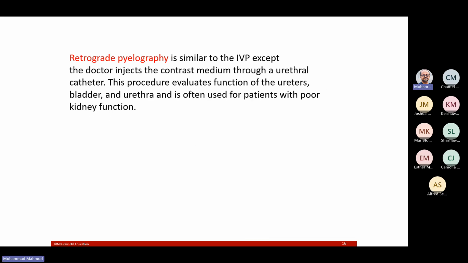Retrograde pyelography is similar to IVP, except that the doctor injects the contrast medium through the urethral catheter. I mean, going backwards from the urethra to bladder to ureter and kidney. Retrograde means going backwards. This is usually done if the patient's kidney function is pretty poor and we cannot do IVP. So this is another way, retrograde pyelography.